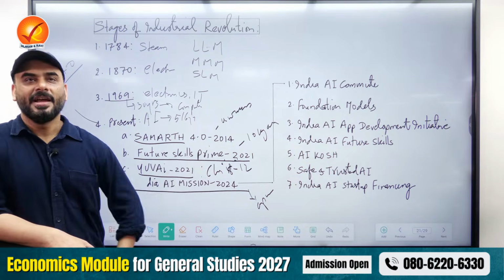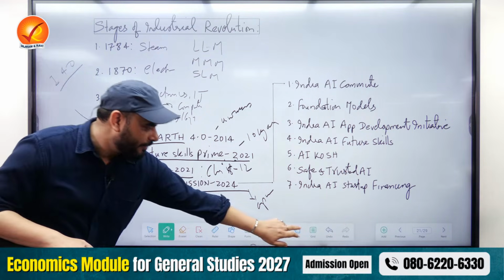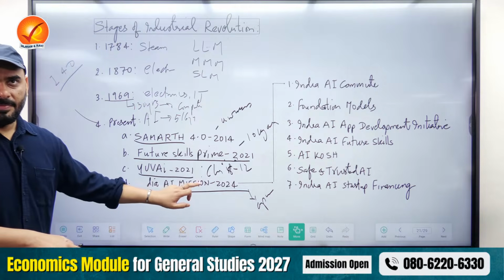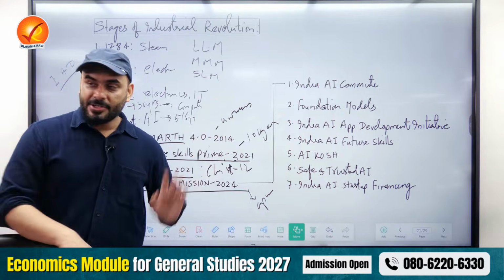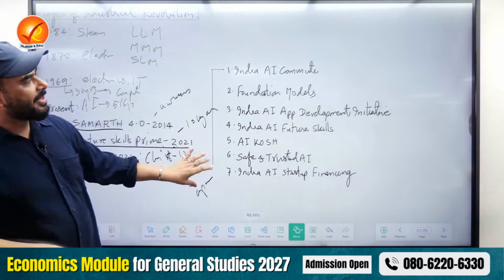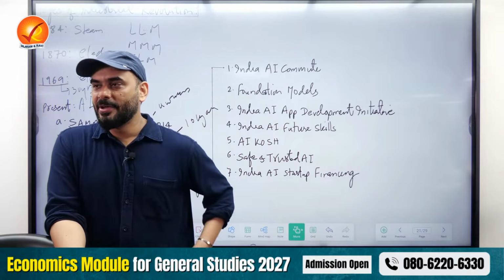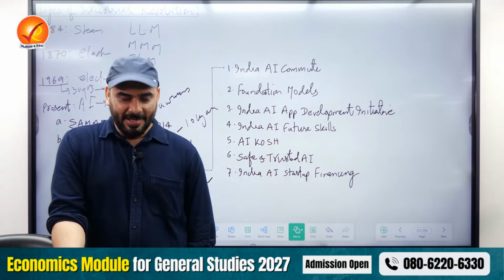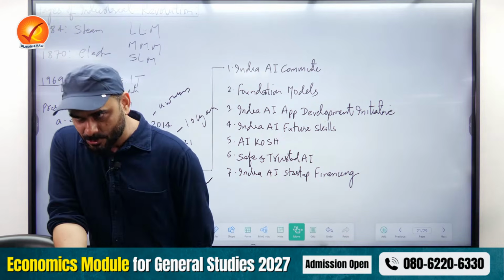Now, what is India AI Mission? This I want to tell you. Look carefully, bacho. India AI Mission means capacity building has 7 elements. So these are the 7 elements of capacity building. Now, how to memorize them and how to know which are the 7 elements, I'll tell you through a story. Let me ask you the first question.